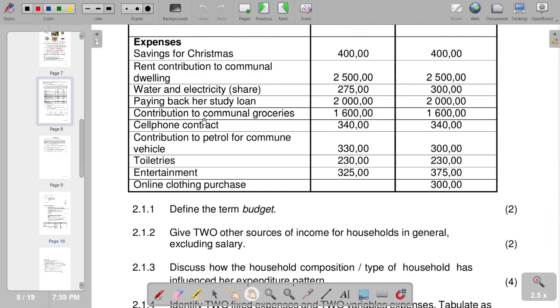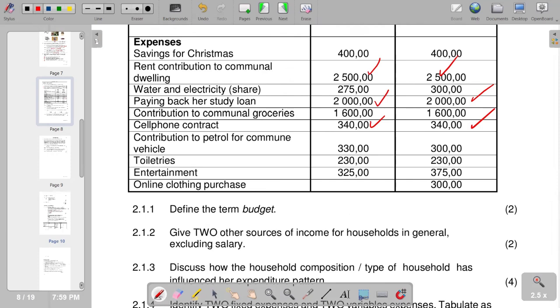So we've got a cell phone contract. Obviously, this one will be paid with the same amount from time to time. We see that we've got 340 on this part, 340 again. We check another one that is not changing. We are here paying back a study loan, which is also fixed. You come here, rent contribution to communal dwelling is also part of that.